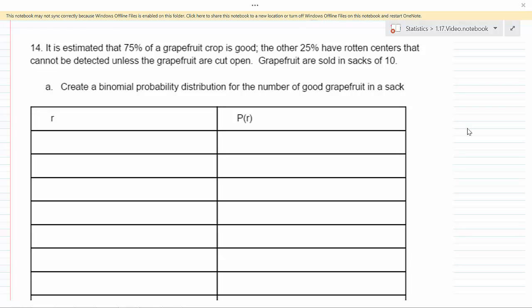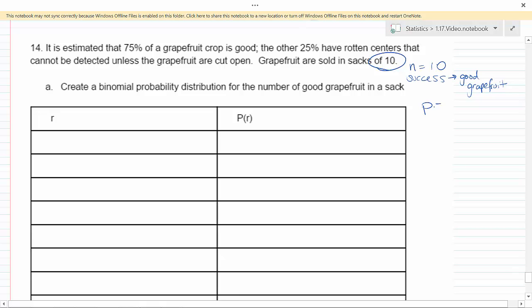Now we're going to take a look at number 14. It's estimated that 75% of a grapefruit crop is good. The other 25% have rotten centers that can't be detected unless we actually open the grapefruit. Grapefruit are sold in sacks of 10. I'm noticing that this seems binomial to me. We might be able to say that n is 10 for our fixed number of trials. We could call success a good grapefruit, and then the probability of success would be 0.75.